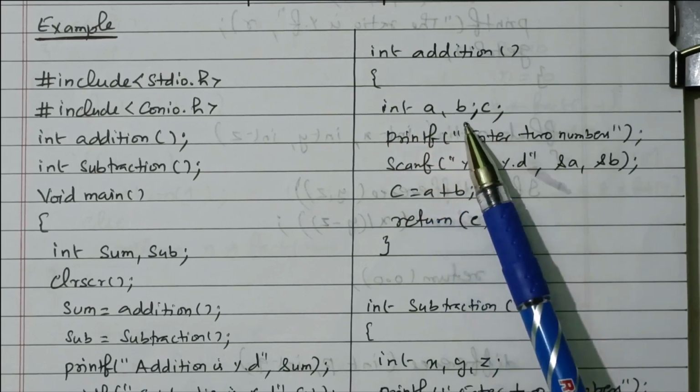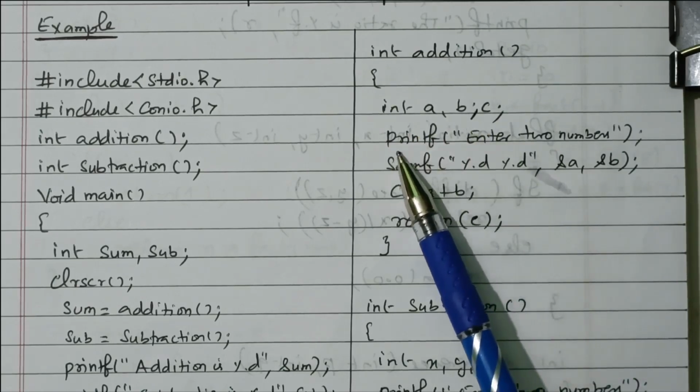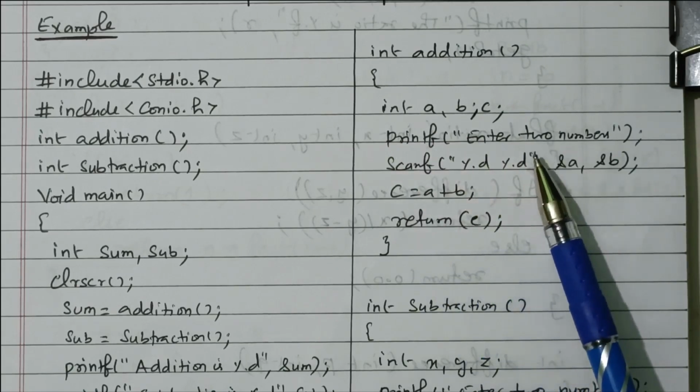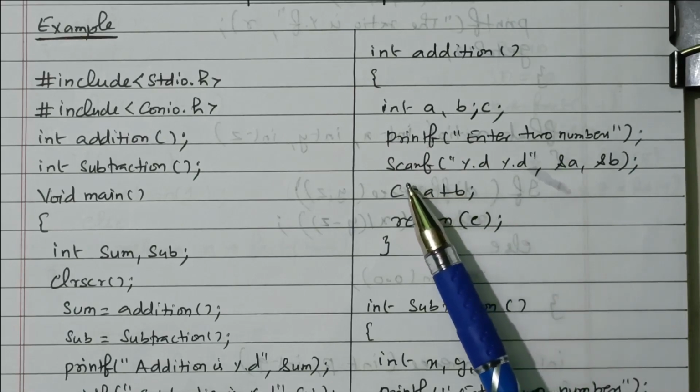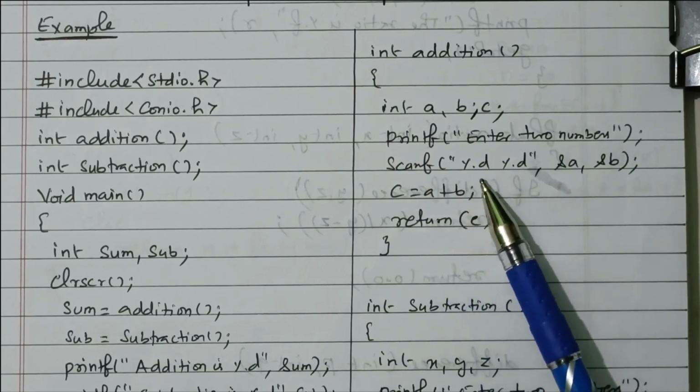What we needed is declared. So we ask the user to enter two numbers with printf, enter two numbers. The user will enter the two numbers using scanf. We can scan the numbers.